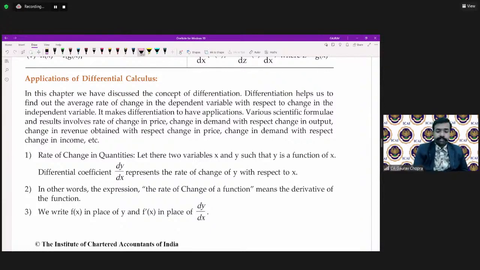Differentiation helps us to find out the average rate of change in the dependent variable with respect to change in the independent variable. See, there are two variables. One is dependent and the second one is independent. Independent means whose value is given, and dependent means whose value is required. We have to find out the value of the dependent variable.